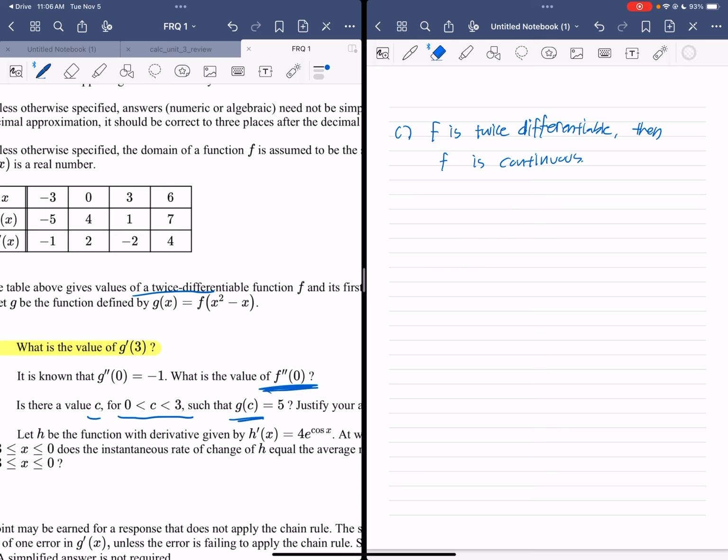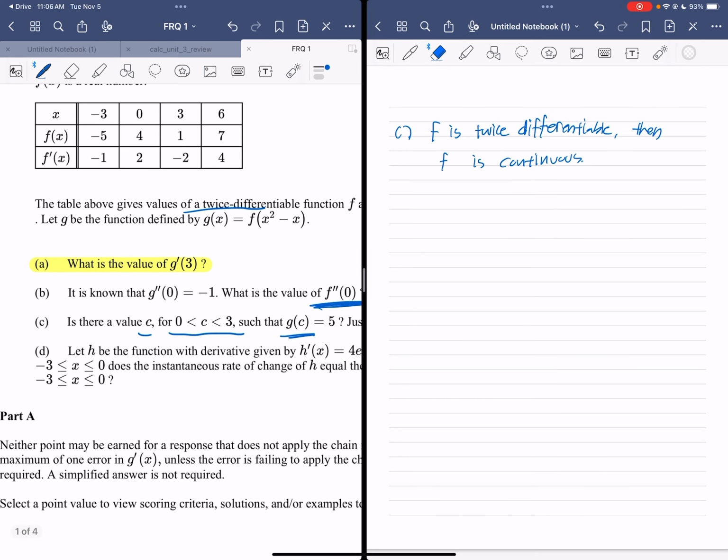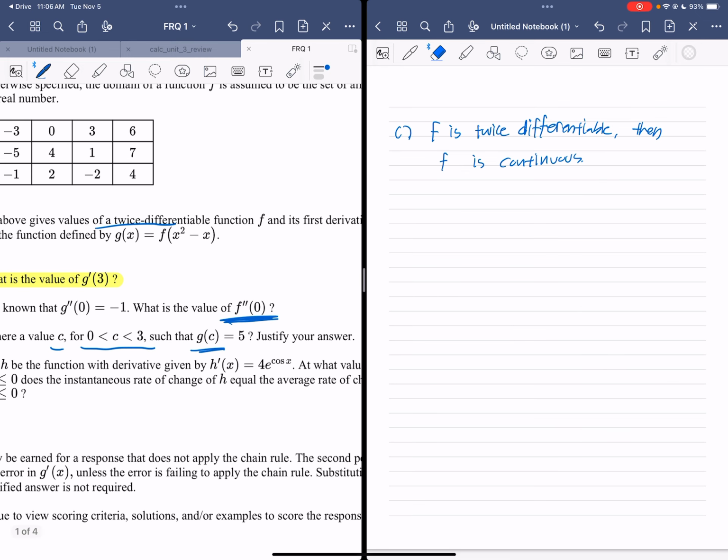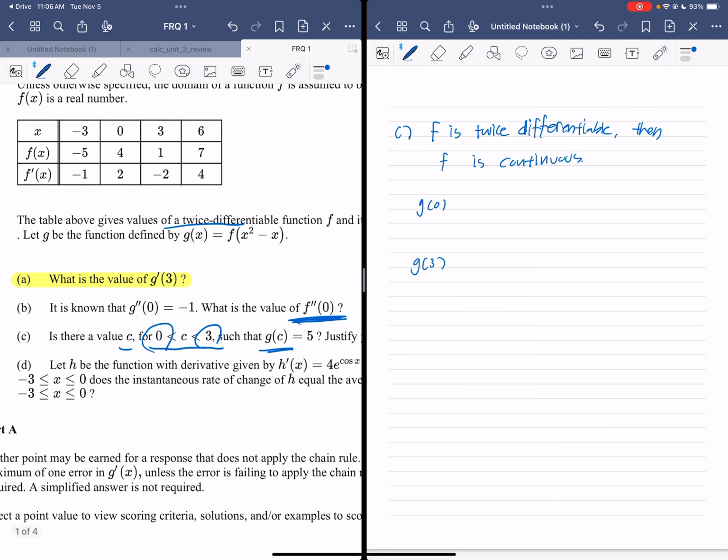If you don't write it, you're not gonna get the point. Now we have to see if 5 is between g of 0 and g of 3, if 5 is between these two. Let's see. So g of 0 is equal to f of 0 squared minus 0. So according to this, it's going to be 4, right? Yeah.